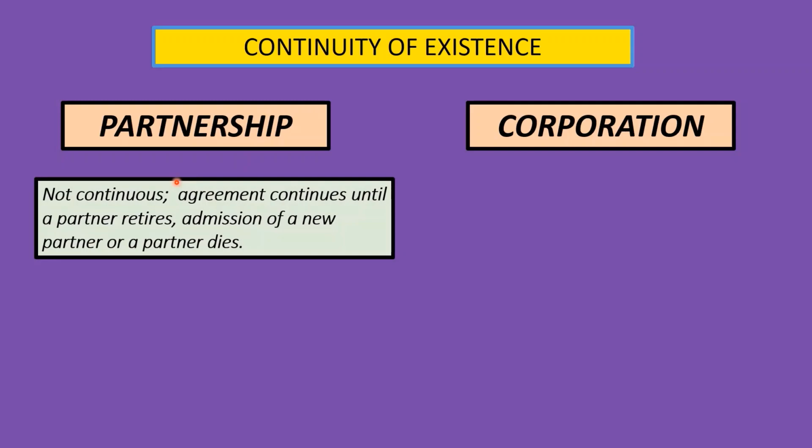The partnership is not continuous. The agreement continues until a partner retires, admission of a new partner, or a partner dies. Okay, as soon as any of these things take place, the partnership ceases to exist and either a new one starts or it comes to an end altogether.